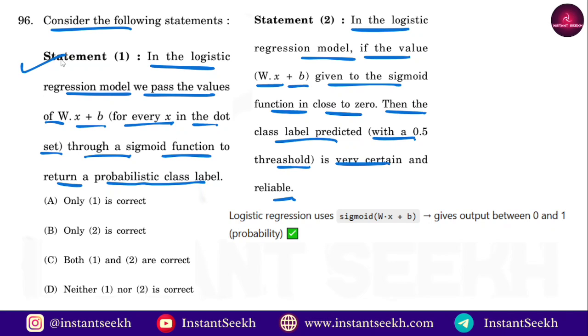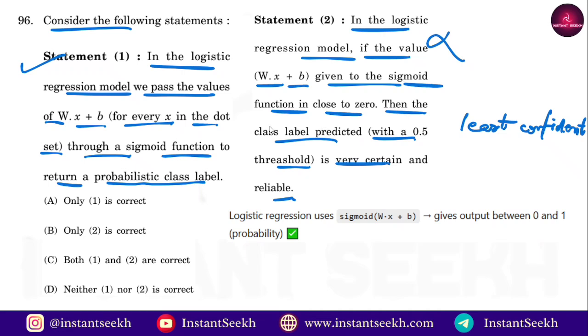Coming to the next statement, the sigmoid function input is close to 0. When your sigmoid input is near 0, the output is equivalent to 0.5, which is least confident. It is least confident, not certain. We say it is least confident, not certain. So this statement is wrong.